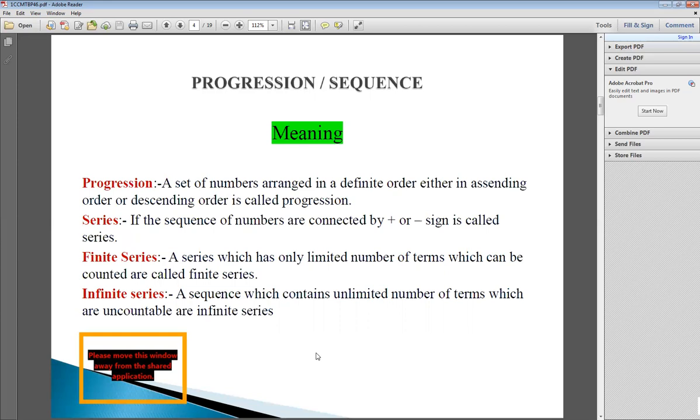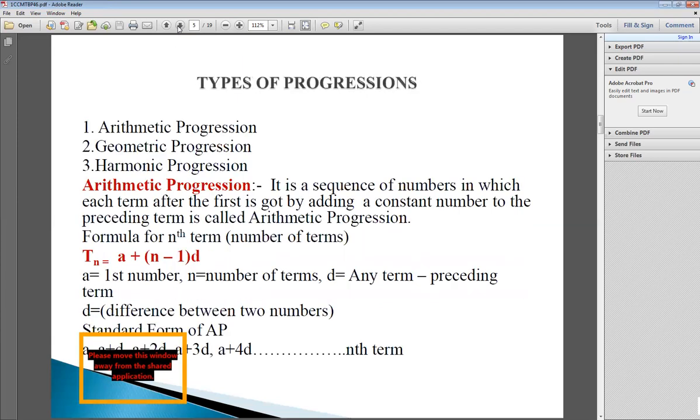If the same numbers are connected with a plus or minus sign, then it is called a series. In the case of series, there are two types: one is finite series, another one is infinite series. A finite series contains only a limited number of terms, where the numbers can be counted. An infinite series contains an unlimited number of terms which are uncountable, where the numbers cannot be counted.